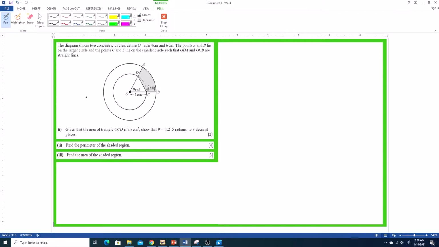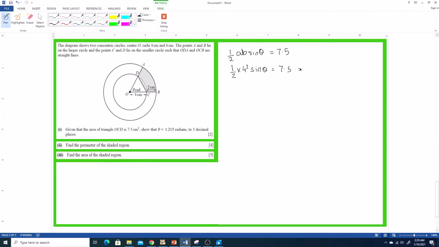So the easiest thing we can do, because we've been told that the area of the triangle is 7.5, is use the formula for area of a triangle. So area of a triangle is half AB sine theta, and that's going to give us 7.5. So that's going to be a half. Our A and our B are both 4, so half times 4 squared sine theta equals 7.5.